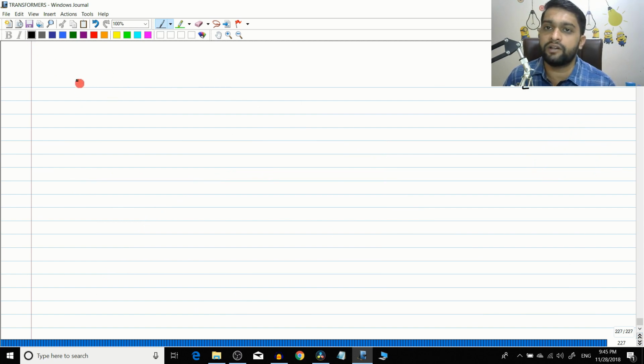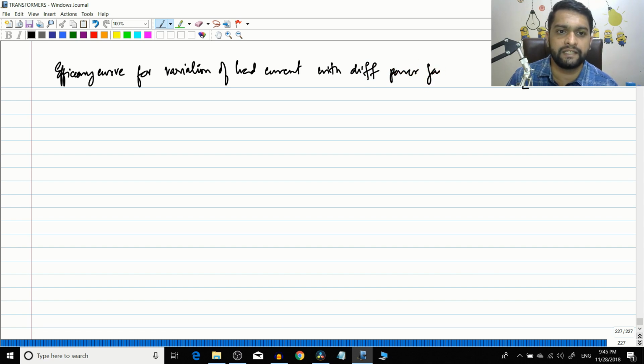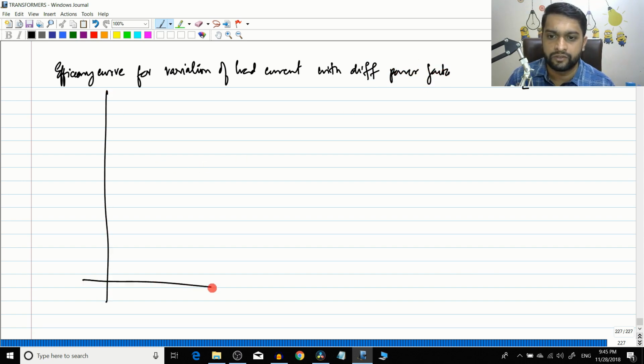So now to consolidate everything, let us draw a graph, efficiency curve for variation of load current with different power factors, okay. So we will take just a reference power factor here initially. So here the variable is x I2, and efficiency percentage is going to be on the y-axis. So this is at one particular power factor I am going to draw.